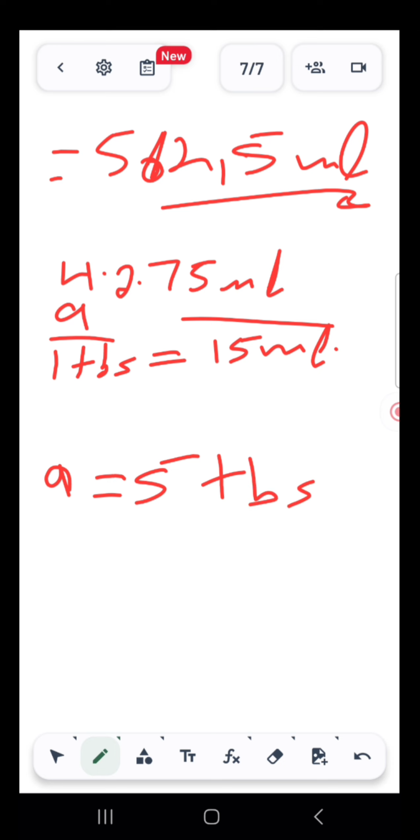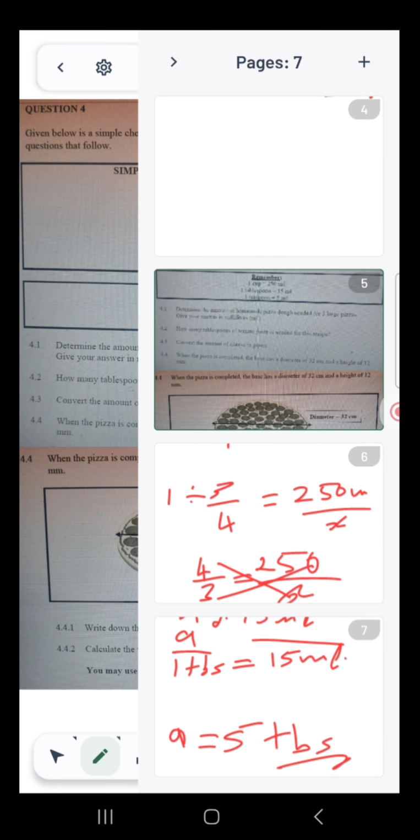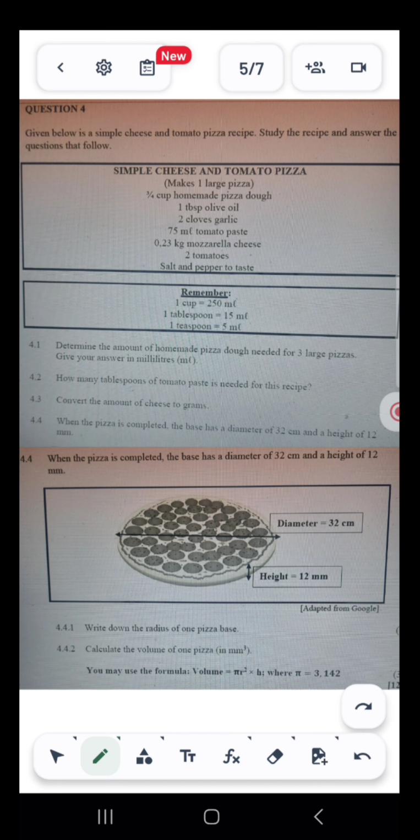So it means our final answer is 5 tablespoons will be needed. Yabona ngibhalanga 5, ngithe 5 tablespoons because ku-maths leti kumele ubhale nesibongo. I've always said this. Please always do this. And then the next question says, convert the amount of cheese to grams.